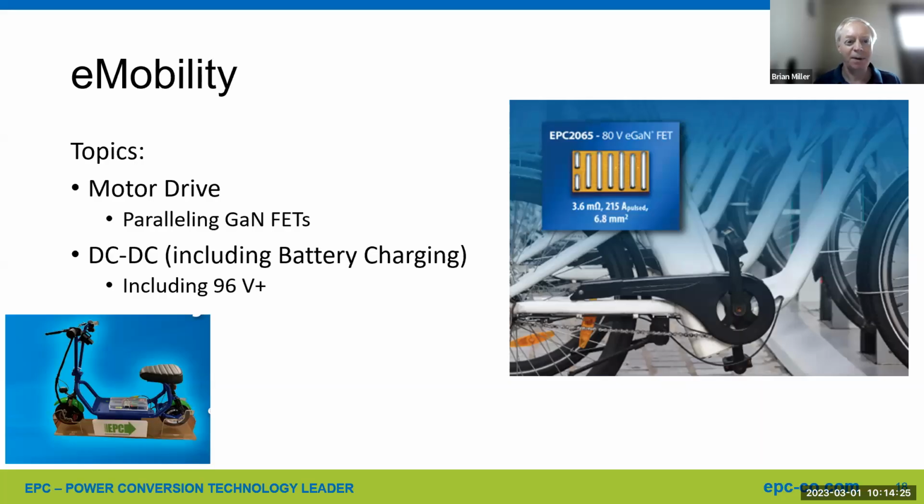Okay, switching again to another one, eMobility, with the topics again of motor drive and DC to DC. Some examples, here's an early one EPC put together, a little scooter using an inverter. You might have seen this at some of the shows. To the right, showing a different FET, which is pretty powerful, only 3.6 milliohms, but in only 6.8 square millimeters. So for things like bicycles and other applications where space is very key, but also efficiency is very key, these can really help out.